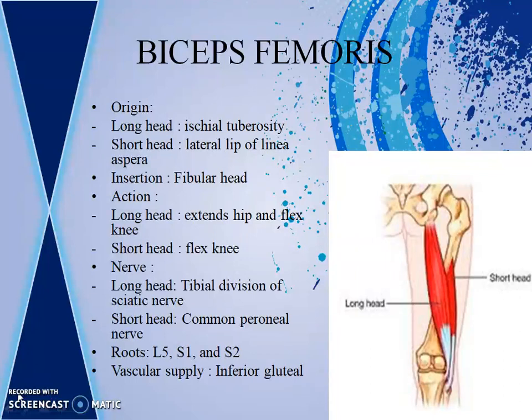The nerve of the long head is the tibial division of the sciatic nerve, and the nerve of the short head is the common peroneal nerve. The roots are L5, S1, and S2, and the vascular supply is the inferior gluteal.